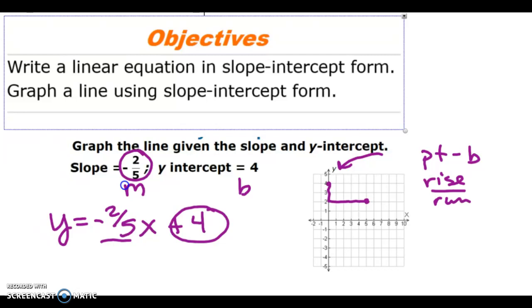And we could see that our rise was negative. We went down 2, and then we ran 5. Of course, we would connect those points, showing the equation y equals negative 2/5 x plus 4, the linear function, in graph form. I'd like you to look at example 1.